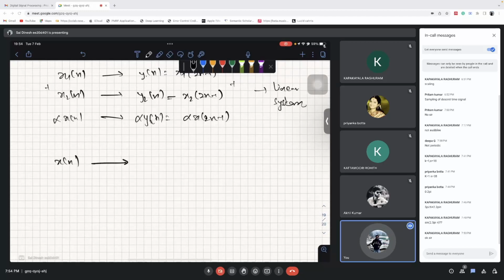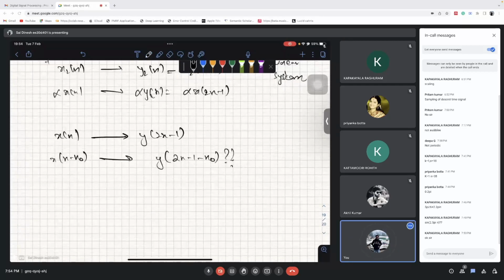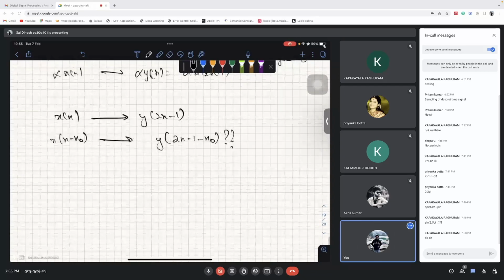If we give x of n, we get y of 2n minus 1, right? So if we give n minus n naught, what should it be? Is it y of 2n minus 1 minus n naught? Why is it not working? So this one, is it right? Anyone, yes or no? No, this is actually wrong.